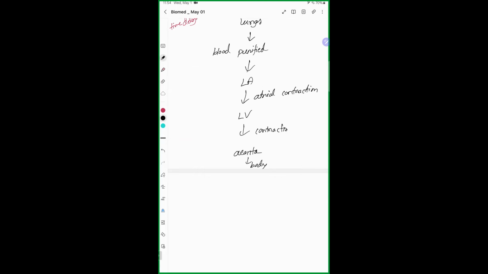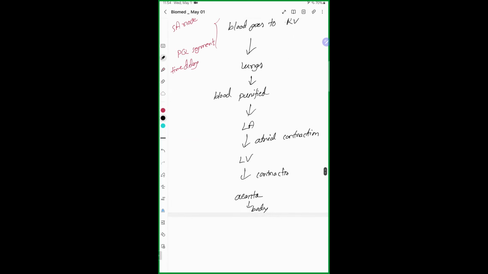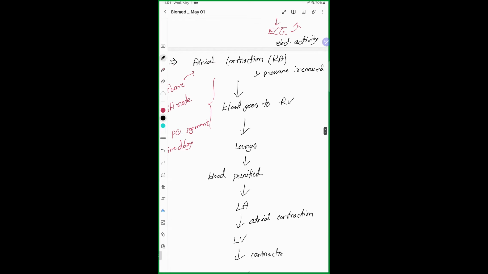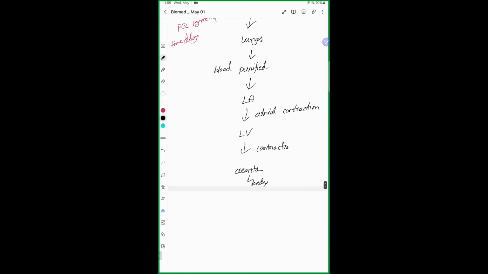Now, among this whole process, why do you think we need the strongest pressure? Which segment needs the most pressure? Which contraction will generate the highest pressure in the chamber? Anyone?